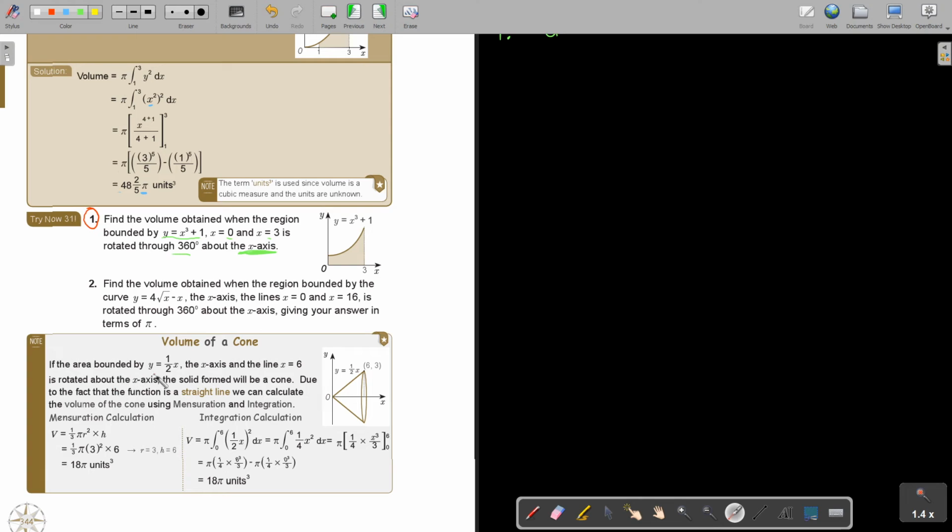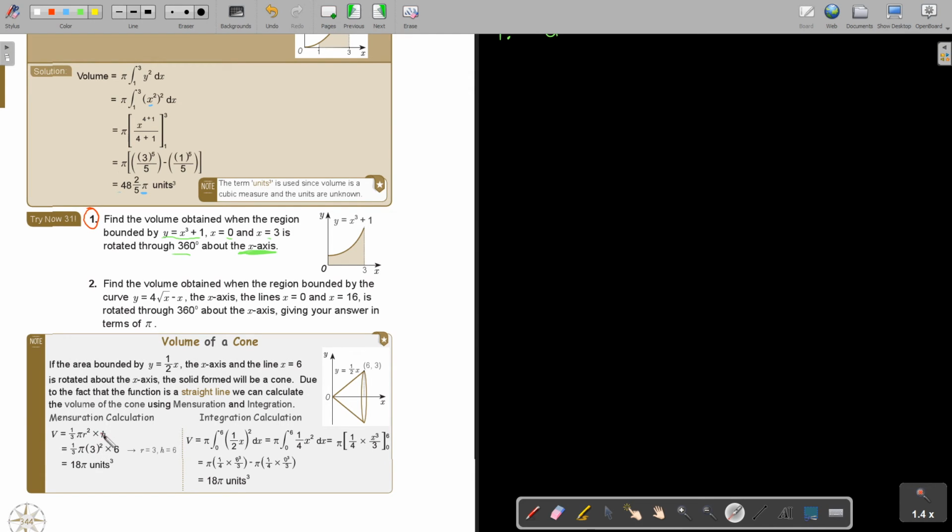So the area bounded by this, which is the formula of that straight line, the x-axis and the line x = 6 is rotated about the x-axis, the solid formed will be a cone. Due to the fact that the function is a straight line, we can calculate the volume of the cone using mensuration or integration. But let's show you with mensuration. What is it? It's a cone. Volume of a cone is 1/3 of the volume of a cylinder. So if I just substitute, what is the radius going to be? It's going to be 3.